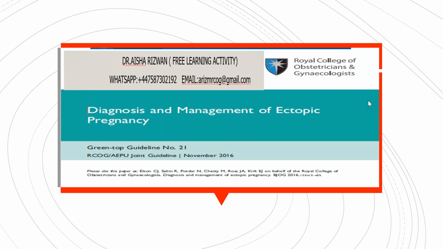So systemic methotrexate may be offered to suitable women with a tubal ectopic pregnancy. And it should not be given at the first visit. Don't administer methotrexate at the first visit unless the diagnosis of ectopic pregnancy is absolutely clear and a viable intrauterine pregnancy has been excluded. You have to be very careful here, because it can lead to medico-legal issues.